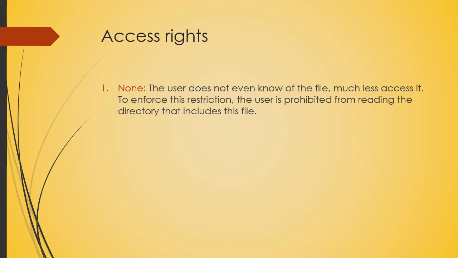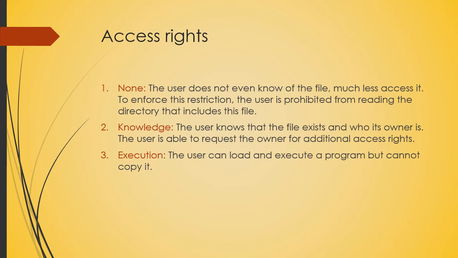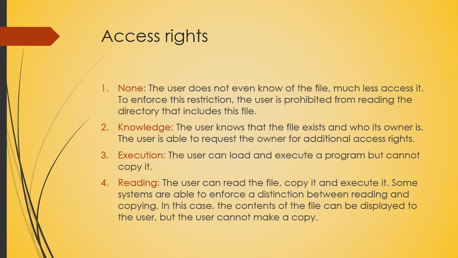None. The user does not even know of the file, much less access it. To enforce this restriction, the user is prohibited from reading the directory that includes this file. Knowledge. The user knows that the file exists and who the owner is. The user is able to request the owner for additional access rights. Execution. The user can load and execute a program but cannot copy it.